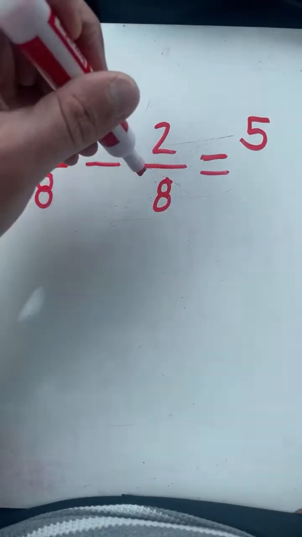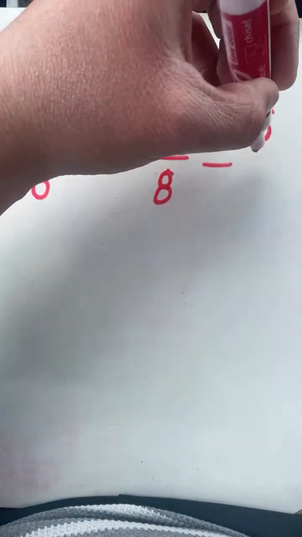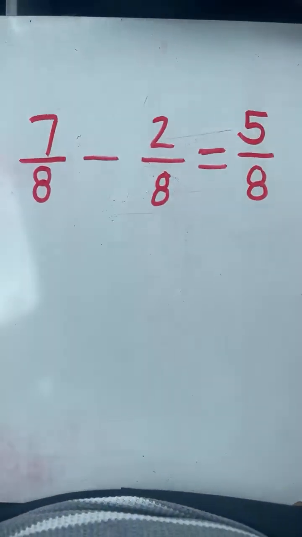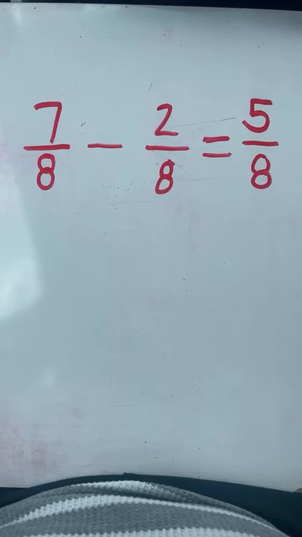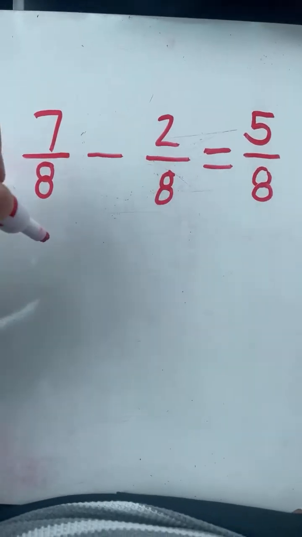So the denominator in both of these fractions is 8. So in our answer, the denominator is going to be 8. So we have our final answer there. 7/8 minus 2/8 equals 5/8. All right, next problem.